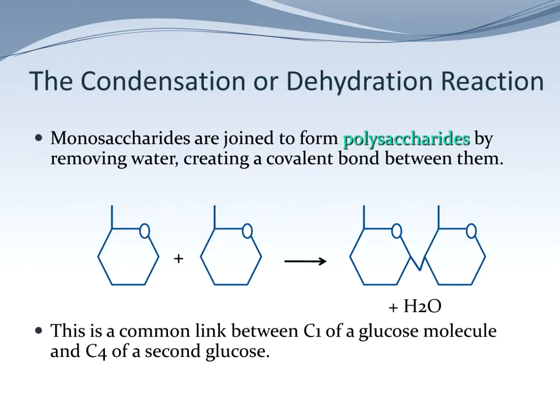To form a polysaccharide, multiple monosaccharides are joined together and are linked together by covalent bonds. The chemical reaction that is done to form any covalent bond is called a condensation or dehydration reaction, so named because a water molecule is removed in the process of forming the bond. For example, to link two glucose molecules together, the first carbon of a glucose is linked to the 4th carbon of the second glucose by a condensation or dehydration reaction.